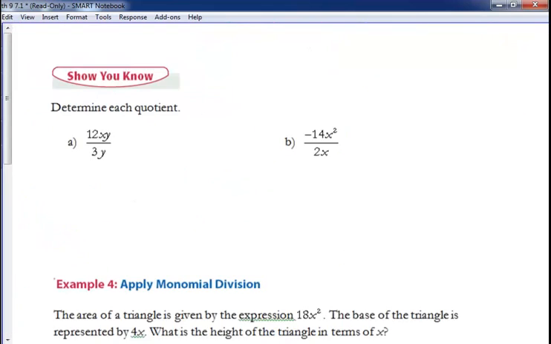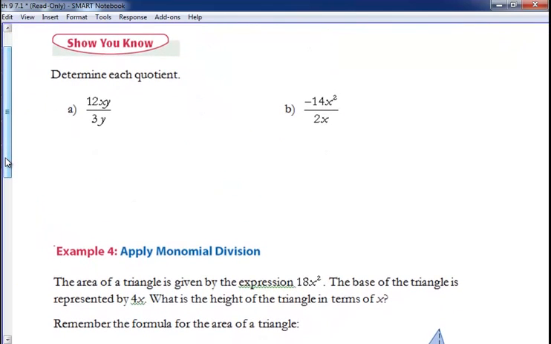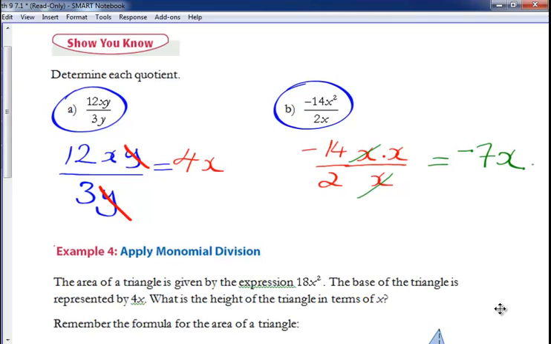So let's pop over to the last question here. I'd like you to take a moment to go through and simplify each of these quotients. You can do these ones algebraically. Now, did you get what I got?